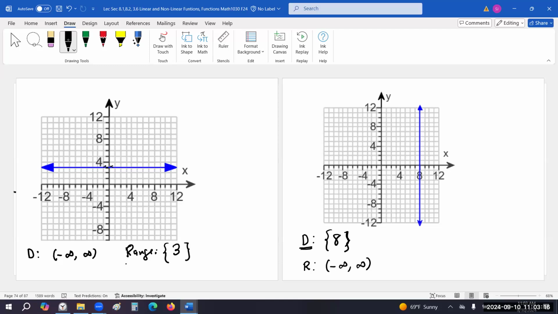Any question on this? But how come there's a curly bracket? It makes you a single number. So what is the x value you see? How many x values do you see? It's only one x value, 8, right?